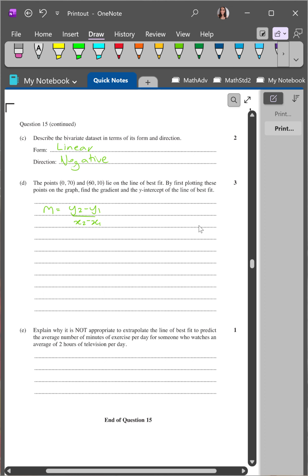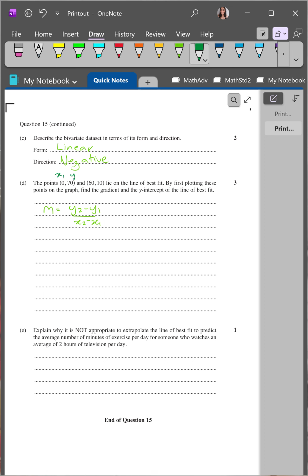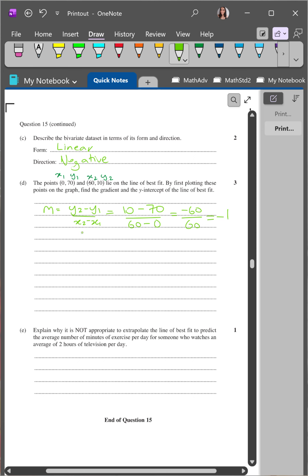So let's come back down here. This is x1, y1, x2, y2. If we sub that into our formula, y2 is 10 minus y1, which is 70, over x2, 60, minus x1, 0. So this equals 10 minus 70 is minus 60, over 60 minus 0, which is 60. And if we simplify minus 60 over 60, that is minus 1. So that's what the gradient is.